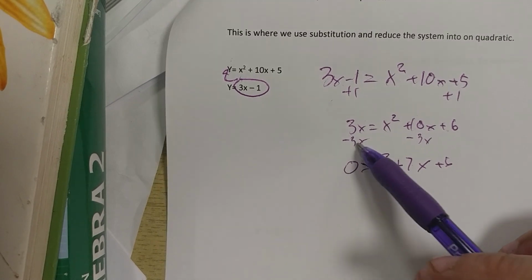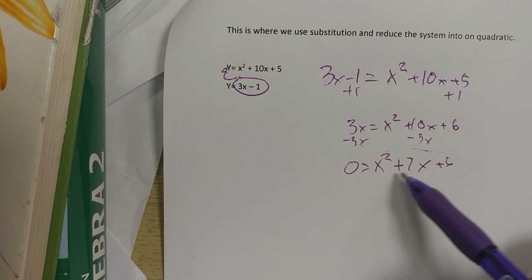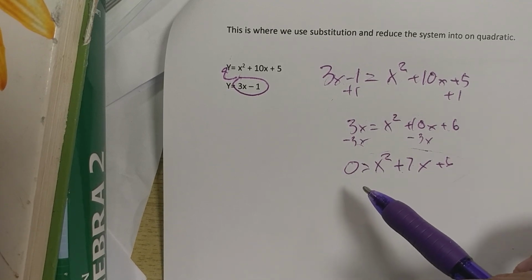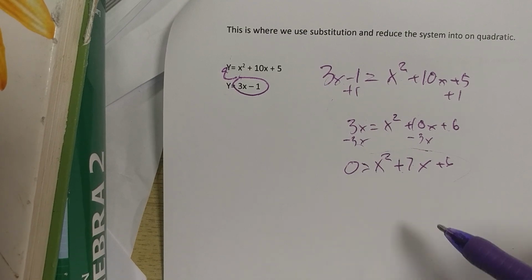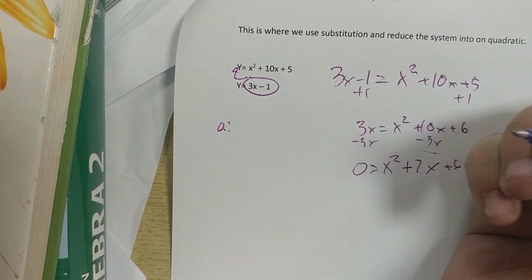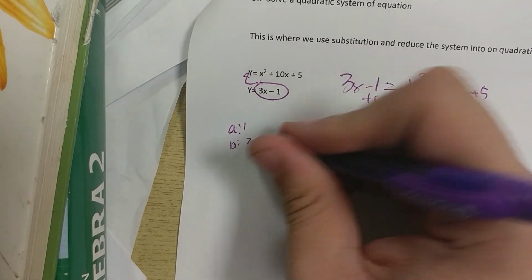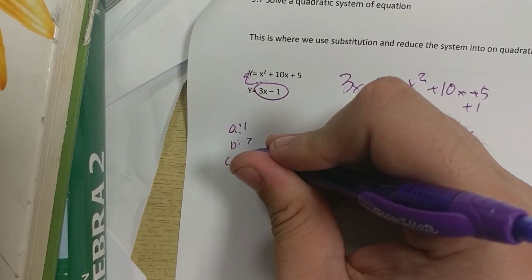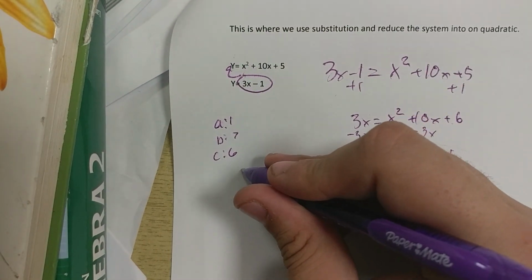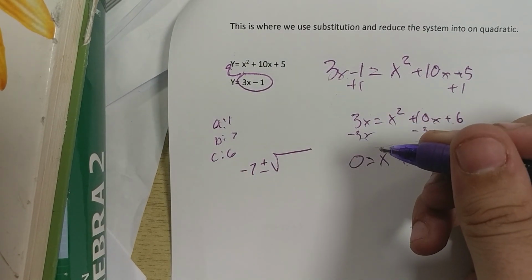So, how are we going to do this? Well, now we have 0 equals x squared plus 7x plus 6. If we know from our last section, 9.6, I could do the quadratic equation. A equals 1, B equals 7, C equals 6. Plug it into the quadratic equation. I'm just going to do it really quickly. You could try it yourself if you want to pause the video.